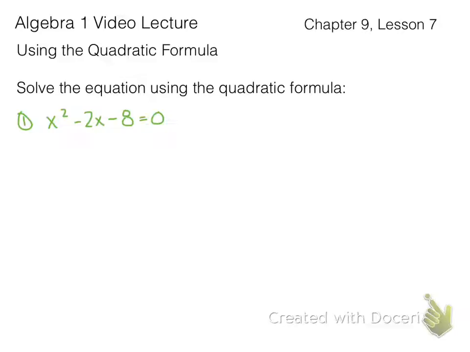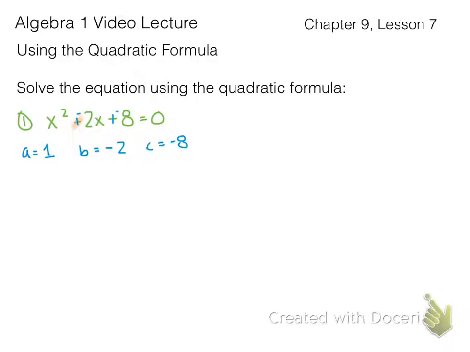Before I even start, I like to write what A equals, B equals, and C equals. A equals 1 because there's no coefficient in front of x. B is -2, and I can really see it if I add the opposite. And C is -8, especially if I add the opposite there.